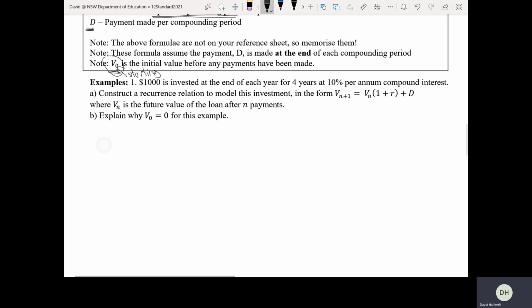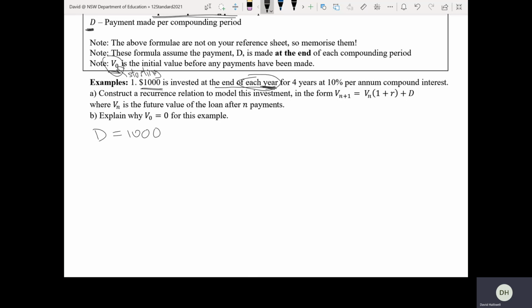Okay, let's do an example here and we'll see how we go. I've got $1,000 invested at the end of each year for 4 years at 10% per annum compound interest. Now, the first thing I note, there's a lot of information in the first sentence. So the 1,000 invested at the end of each year, so it's a yearly investment of $1,000. That's your payment. Your payment is the letter D here. So your payment's going to be 1,000.